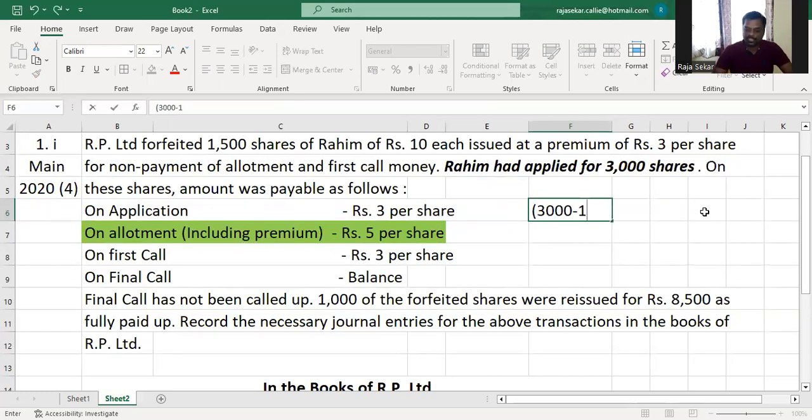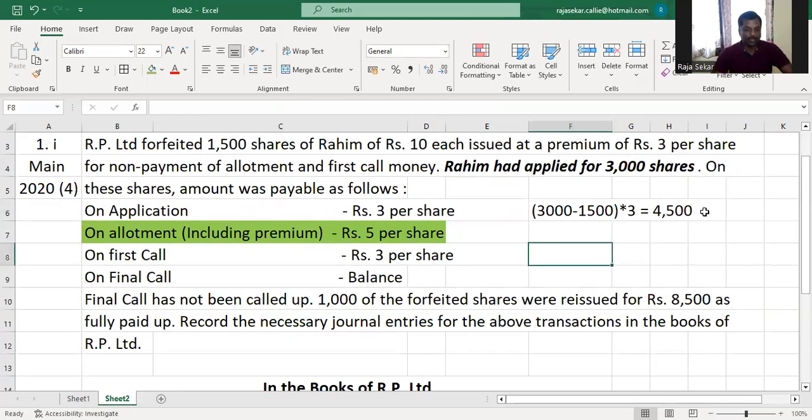So how many excess applications has he made? He has made 1,500 excess applications, which is 3,000 minus 1,500. And all the money that he has paid on the extra applications that he has made is excess application money. So 1,500 into 3, which actually is 4,500.